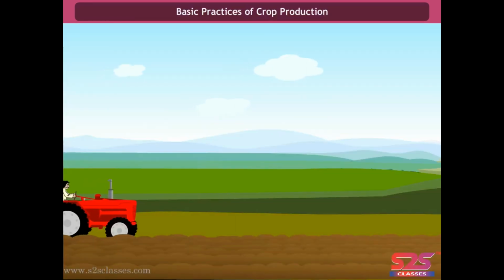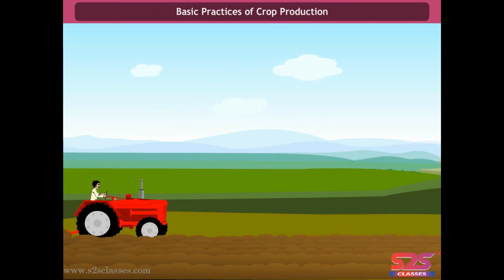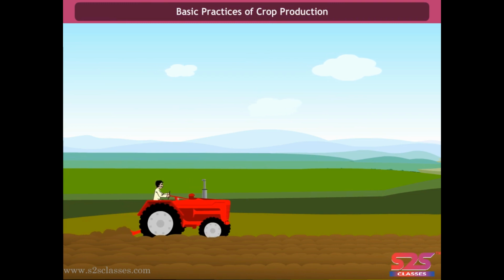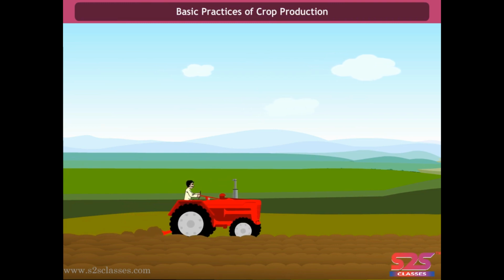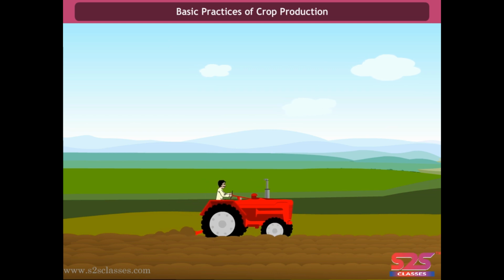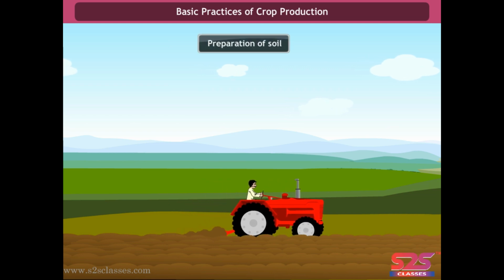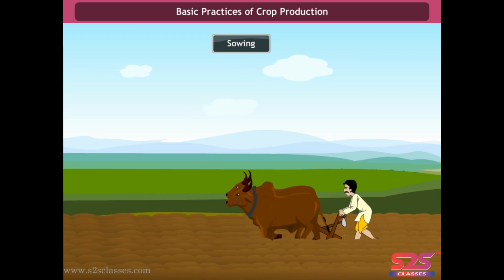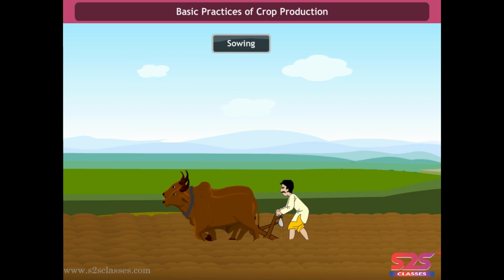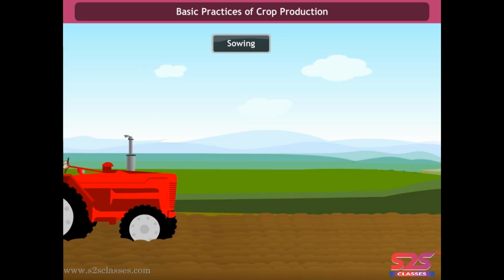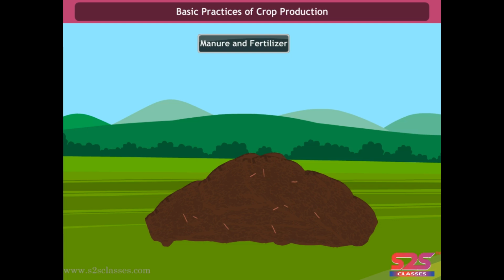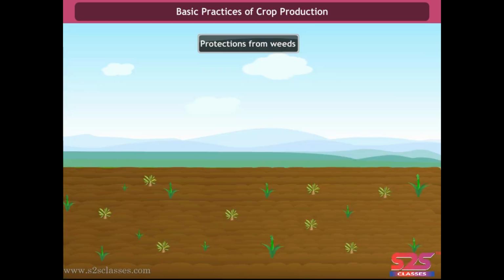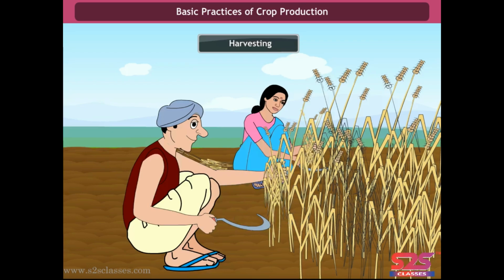Basic practices of crop production. Crop production involves a number of activities. These activities, which a farmer performs to cultivate a crop, are referred to as agricultural practices. These are preparation of soil, sowing. Healthy seeds of good quality and good variety should be selected for sowing. There are different tools used for sowing. Manure and fertilizers. Irrigation. Protection from weeds. Harvesting.